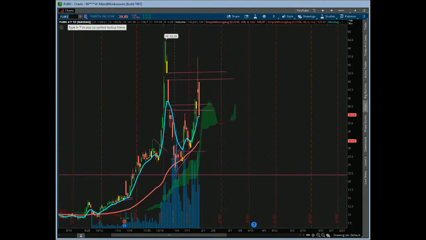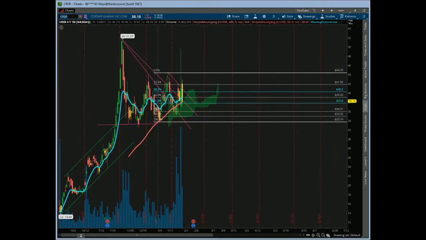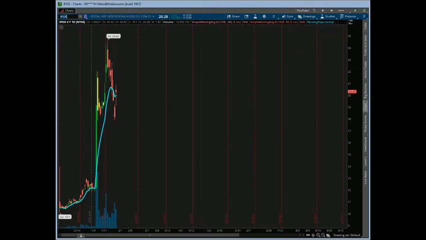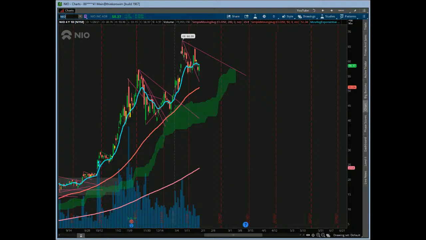Fubo, yeah, again, craziness here today. I mean, basically, a Marabozu candle back down to the 80 MA on that one. CRSR, inside day on that here, kind of hanging on to the cloud. And IPOE, back above the 80 MA, so that is good for it. And a big spike after hours on that one. Neo, again, still below the 80 MA, but upgrade after hours too.